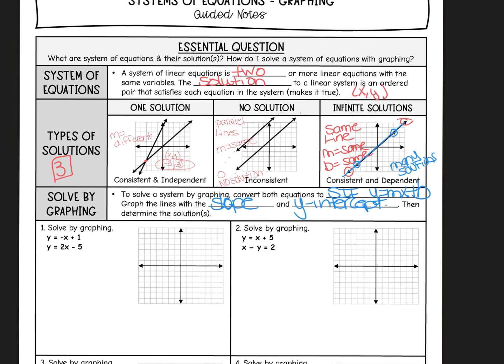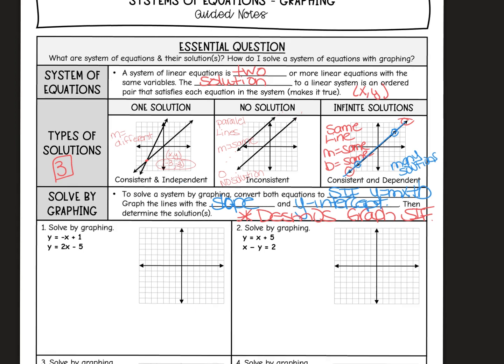The great thing to keep in mind is once you are able to put both equations into slope-intercept form, remember that Desmos will graph these for you. Desmos will graph slope-intercept form. And then you'll be able to see if there is a solution or which type of solution there is. So let's take a look at some of the problems together.